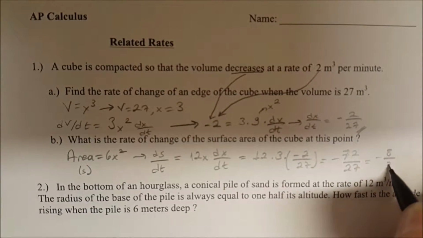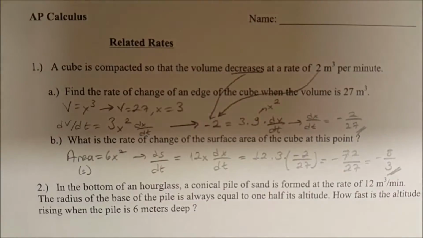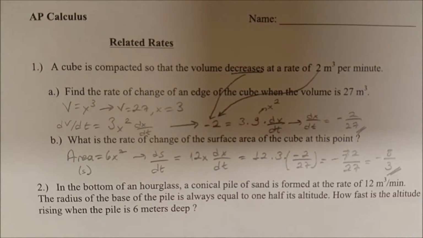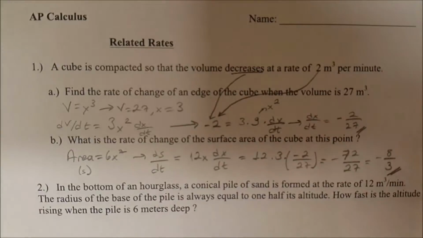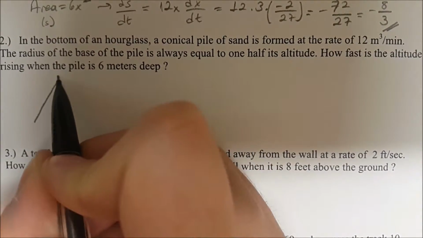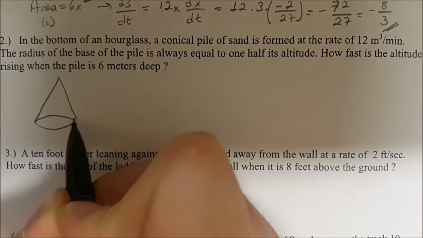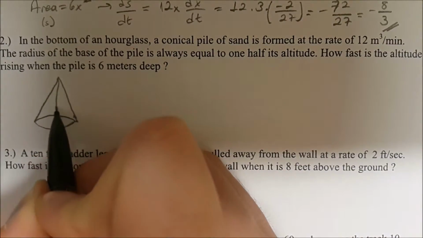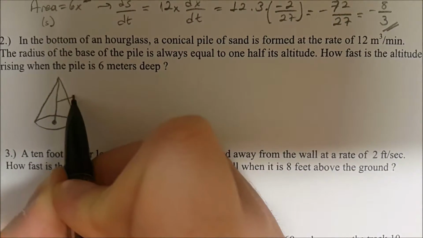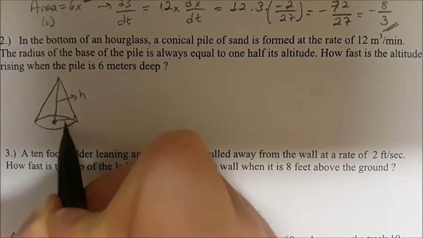It's important in these questions to identify what we're being asked, and in this case we were asked the rate of change of the surface area, so we found dS/dt to be equal to negative 8 over 3. In the second question, this time we have a cone, and we are asked to find a relationship between h, r, and the volume, which we already know.